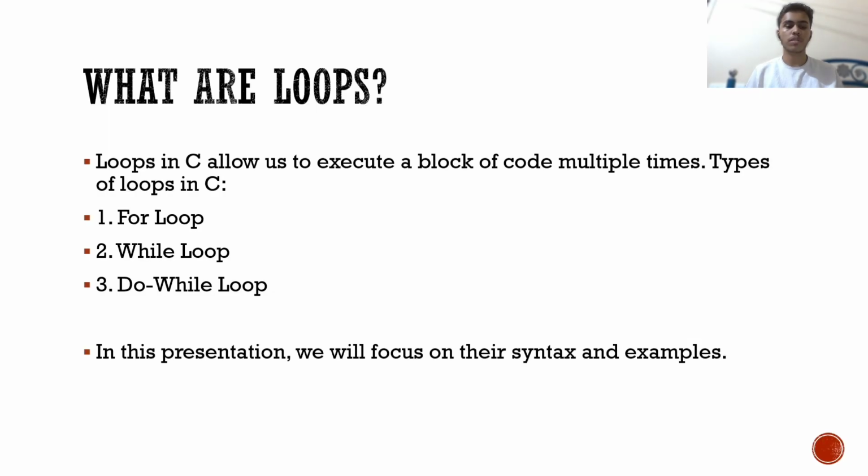Understanding loops in C. What are loops? Loops in C allow us to execute a block of code multiple times. Loops allow a user to write a single piece of code that executes multiple times, reducing the time the user spends writing the same code repeatedly. There are three types of loops: for loop, while loop, and do while loop.